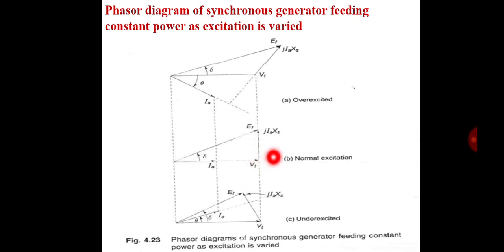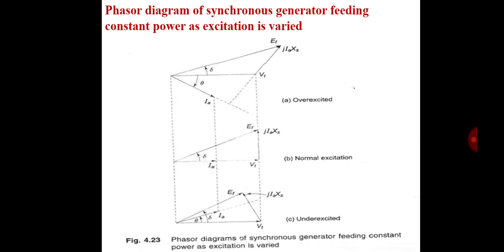When the synchronous machine is working with normal excitation, it works at unity power factor. When over excited, Ia lags Vt by theta degrees, so here is the lagging power factor. The lagging power factor occurs when the synchronous machine works over excited.